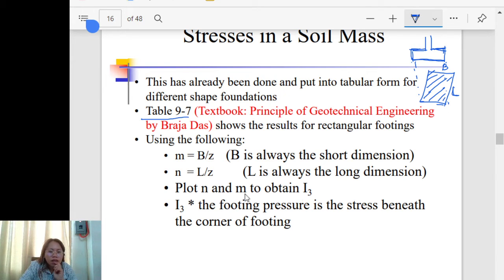Then, plot N and M to obtain the coefficient I sub 3. I sub 3 times the footing pressure is the stress beneath the corner of the footing. So, the corner of the footing: I sub 3 times the footing pressure is the stress beneath the corner of the footing. So, let us try to find the table. I think we will look for it. Here it is.